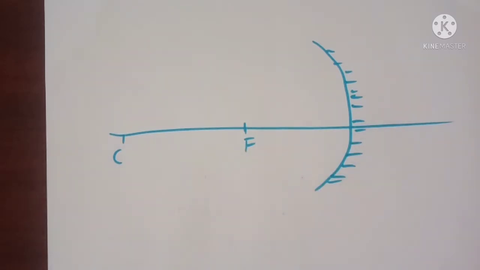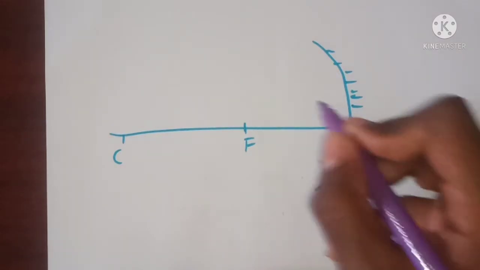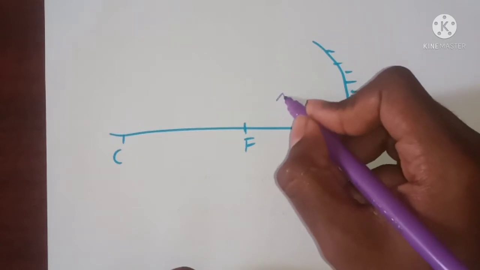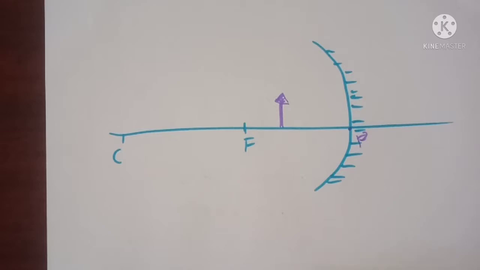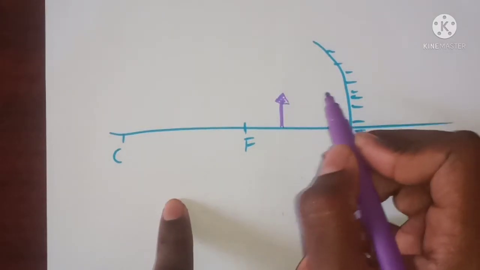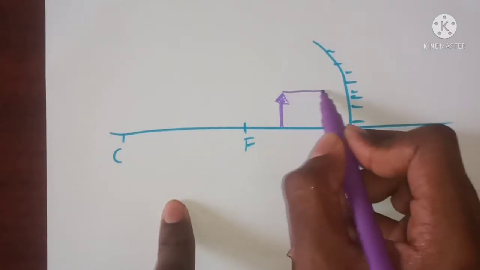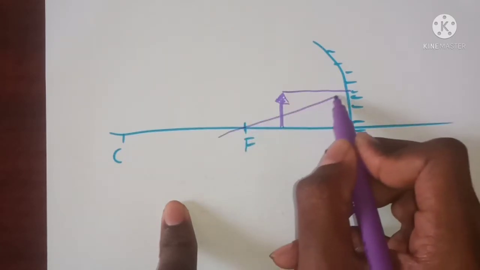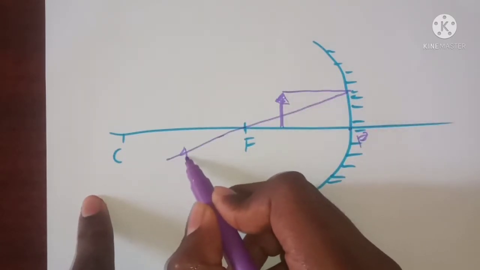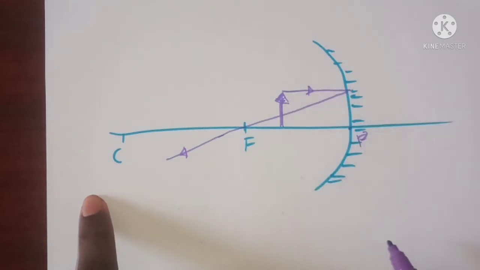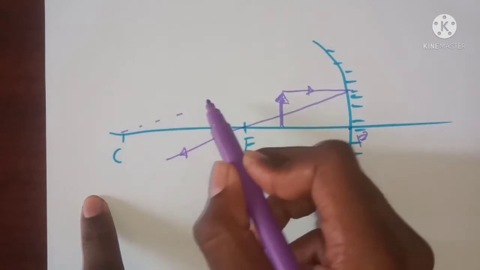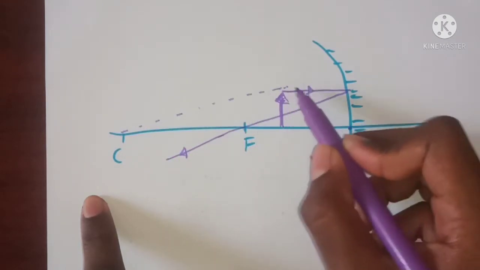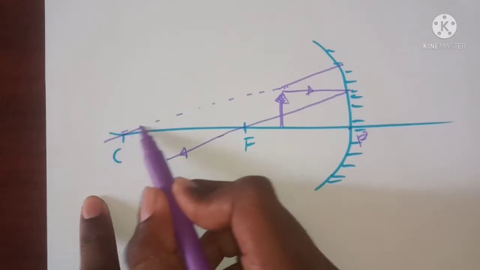Yeah, definitely. When we keep an object between focus and the pole, somewhere over here, we get an enlarged image. How? When we take a ray that is parallel to the mirror like this, it will pass through the focus like this, and when we take a ray that passes through the center of curvature, this ray will pass through the center of curvature.